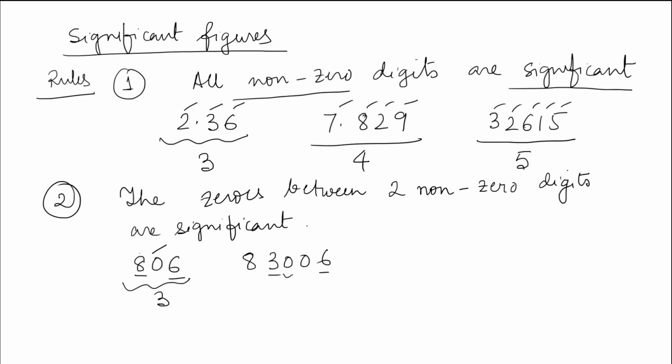83006. 3 और 6 के बीच में है 2 0. So the number of significant figure is 5. 8.3008. So here 2 zeros are there in between 3 and 8. So the total number of significant figure is 5. So the zeros between two non-zero digits are significant.